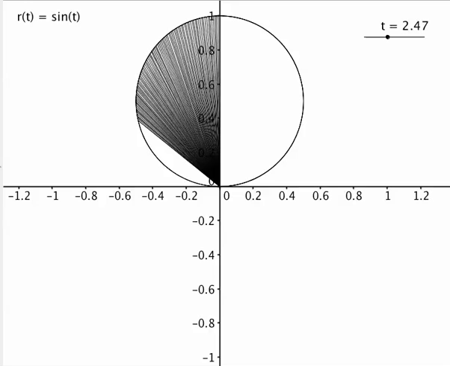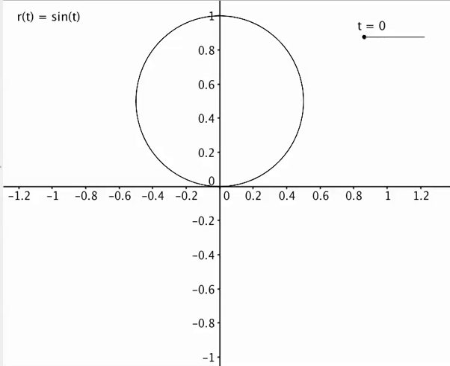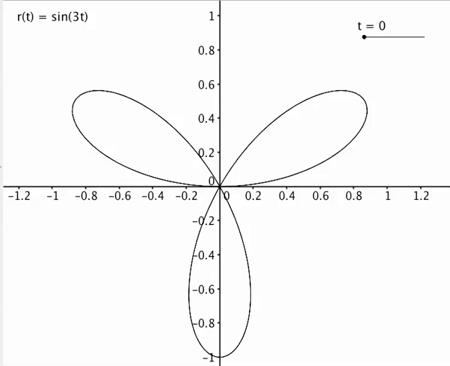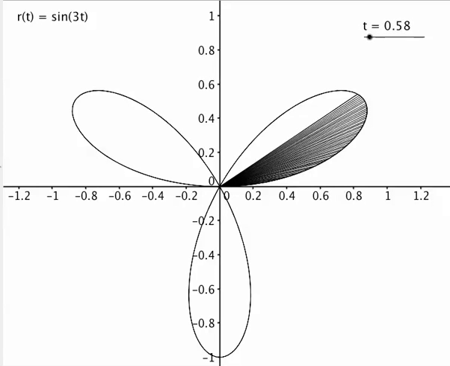So I'll reset my theta value, I'll clear my traces, and now I'm going to change it to a rose curve. So sine of 3t. And you get the rose curve, and let's trace this out. So you can see that it's filling in this first petal and doing a pretty good job of it.